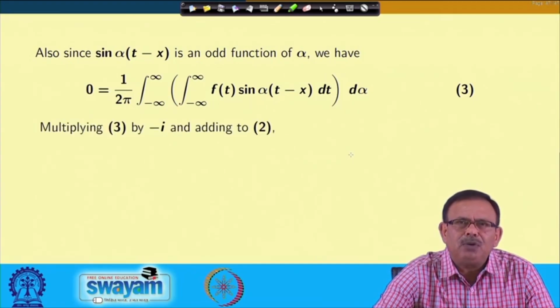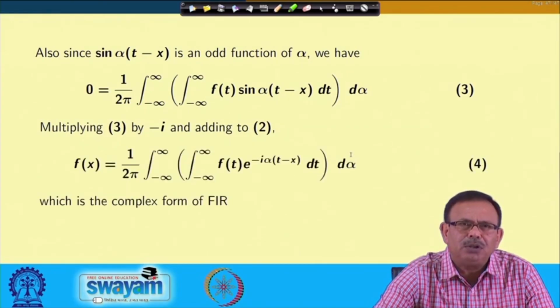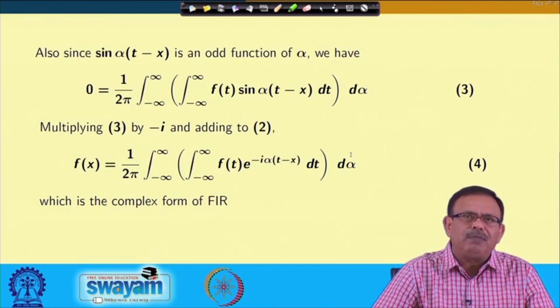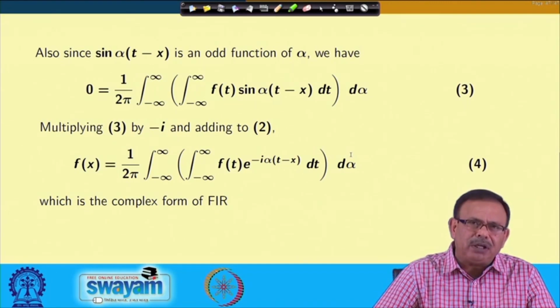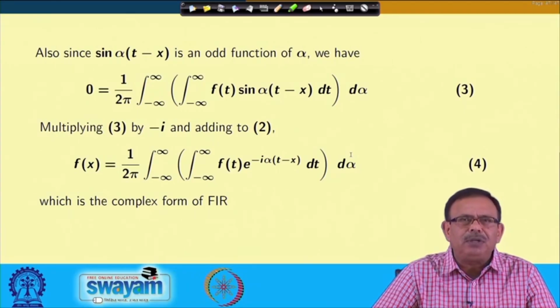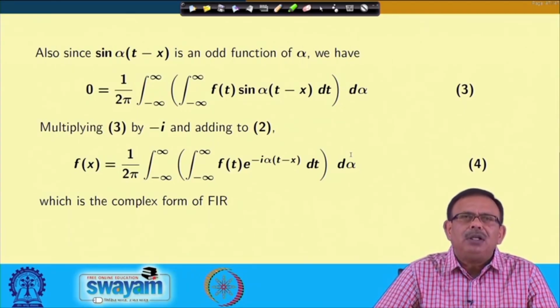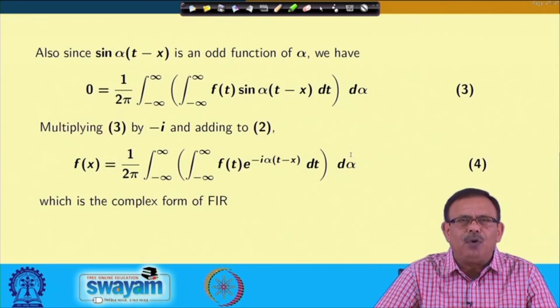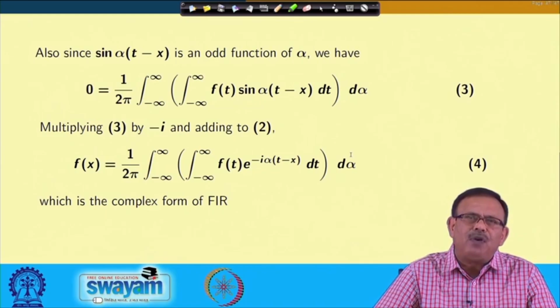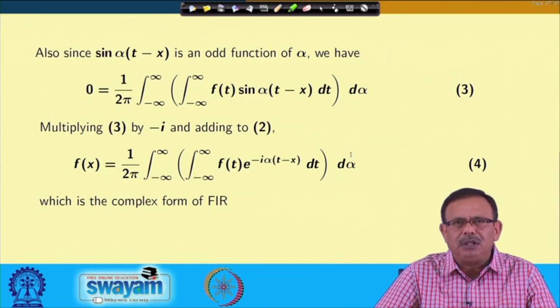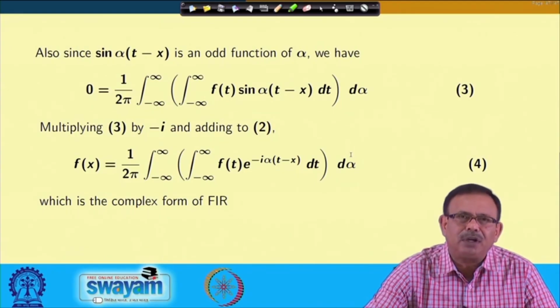Now, multiply equation 3 by minus i, and if we add it to equation 2, I will obtain the e power form basically, because you have the cos of alpha (t minus x) and sin of alpha (t minus x), and from here you can get this equation 4. This equation 4 we call the complex form of the Fourier integral representation. Please note this one, this equation 4, because we will use it again afterwards.